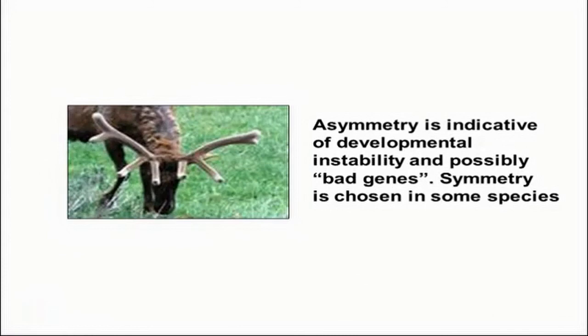Asymmetry is indicative of developmental instability and the possibility of bad genes. So suppose the features are not similar or do not have symmetry, this gives an indication that this animal does not have good genes. Whereas symmetry is chosen in some species as an honest signal of having good genes.